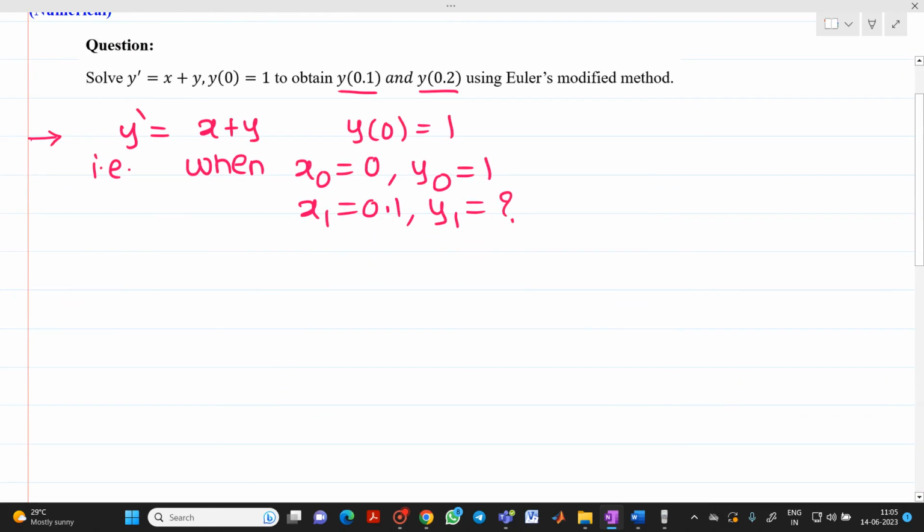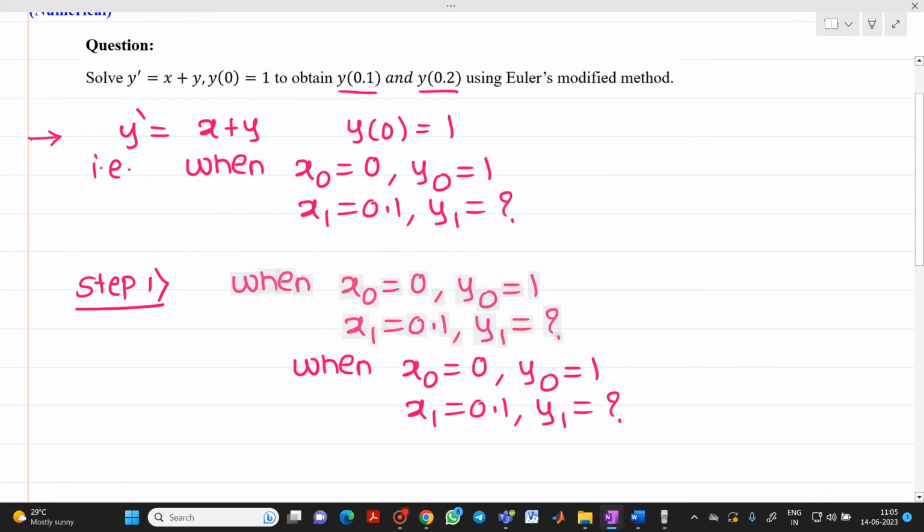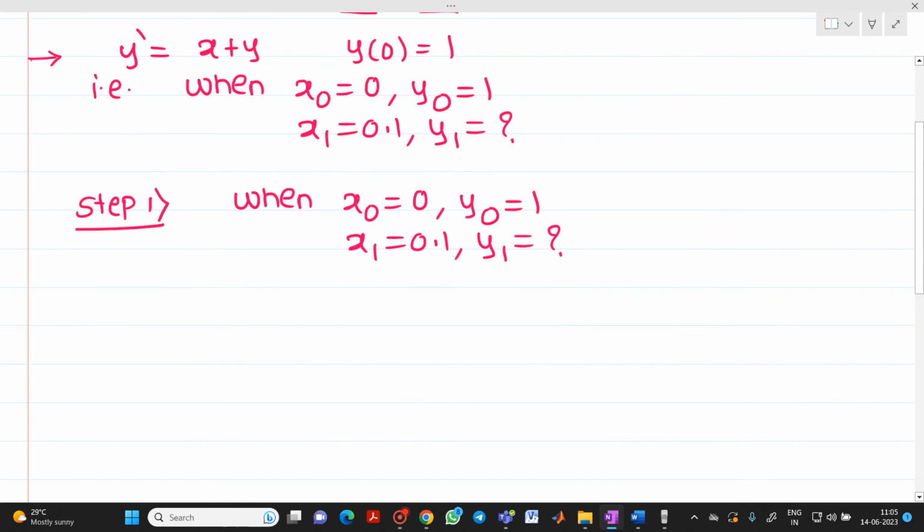As we discussed earlier in a previous lecture, what is the formula of modified Euler's method? So I will write it here, step number 1. In step number 1, when x0 equal to 0, y0 will be equal to 1. So when x1 equal to 0.1, what is the value of y1? First we have to use Euler's formula, so I will write it here: by using Euler's method.